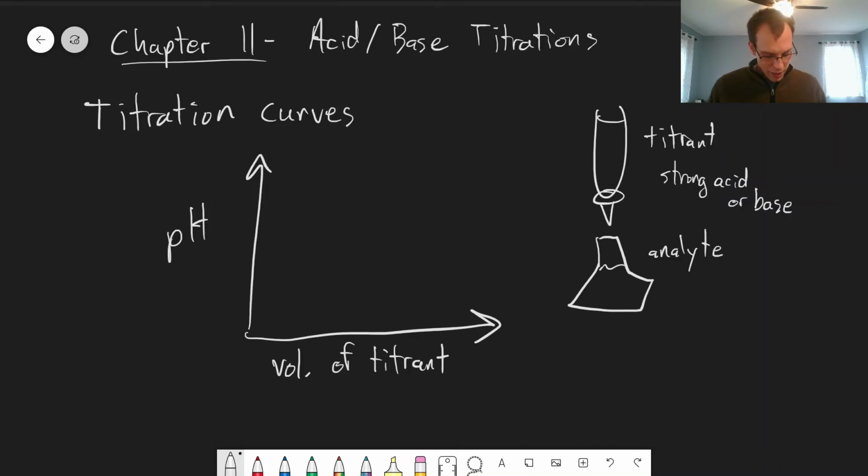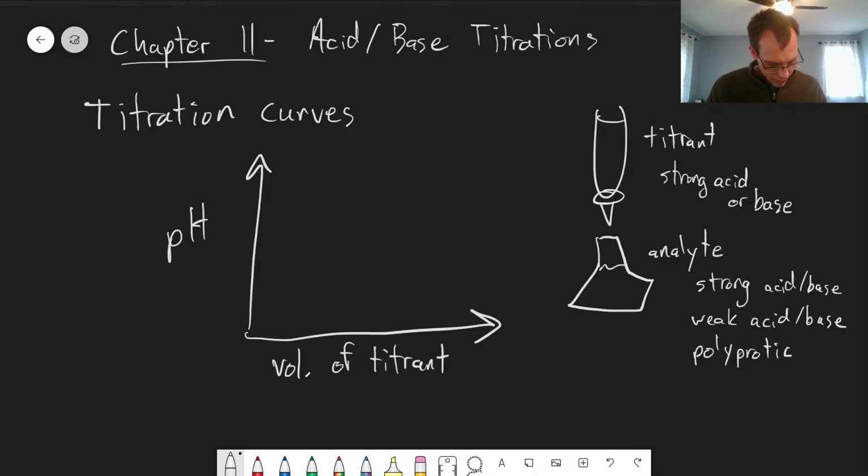And our analyte could also be a strong acid or base. Most commonly, it'll be a weak acid or base. And we could also, of course, have a polyprotic weak acid or base. And we'll be looking at titration curves of these three different situations, where our titrant is a strong acid or base, and our analyte is also a strong acid or base. So these do show up. We can count these out as 1, 2, and 3 as our possible analytes. So 2 being a monoprotic weak acid or base. And our polyprotic case will just be an extension of that.